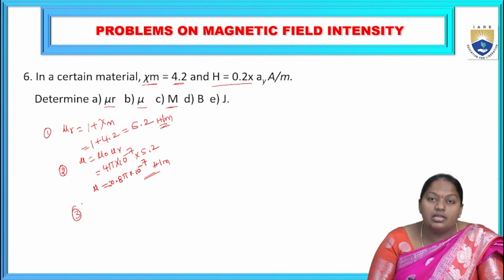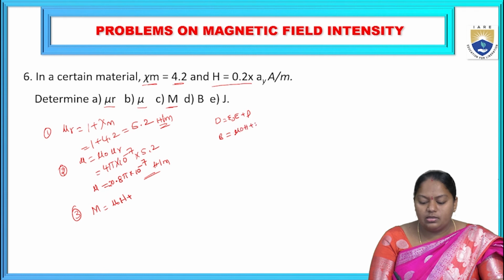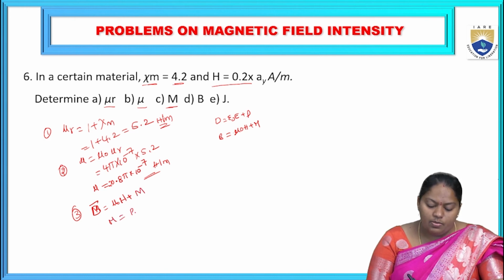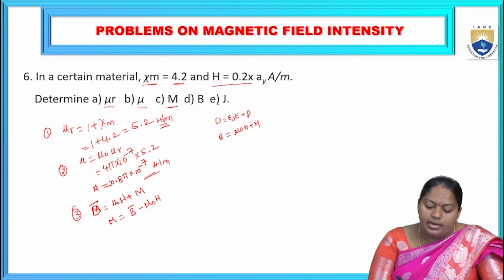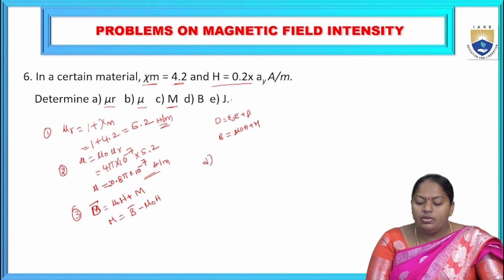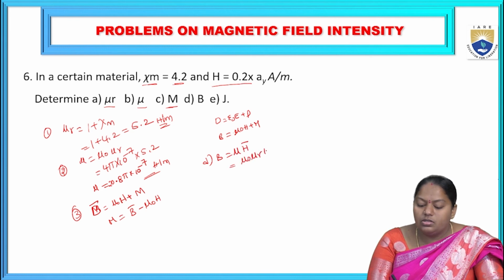And coming to the third, magnetization M. M can be obtained as follows: D equals ε naught into E plus P. Similarly, magnetic flux density B equals μ naught into H plus M. So this magnetic flux density B bar equals μ naught into H plus M. From this, M is obtained as B bar minus μ naught into H. To find this, B is also unknown, so we have to find B first. To find B, the formula is μ into H bar, where μ is μ naught μR into H bar.